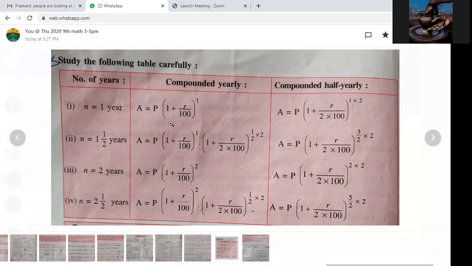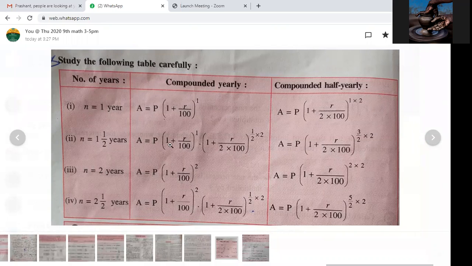Now see, whenever the time period is 1 year or 2 years, the formulas are pretty simple. But when the time period is 1.5 years or 2.5 years, the yearly formulas become a little complicated. So just pay attention carefully. When the time period is 1.5 years, the half yearly formula is very simple. Amount is equal to P open the bracket 1 plus R upon 200 raised to the power 3 by 2 into 2, and that 2 and 2 will get cancelled. So there would be three periods, or three terms, isn't it? Therefore the power is 3.